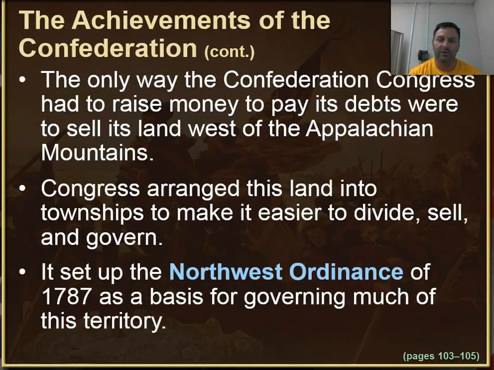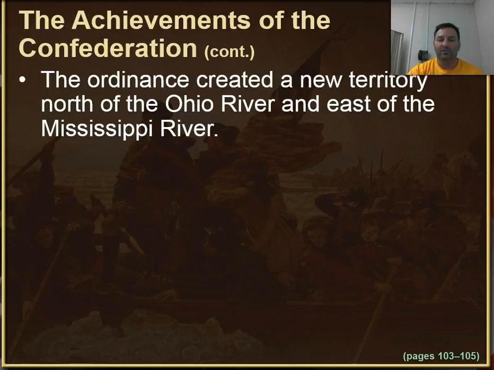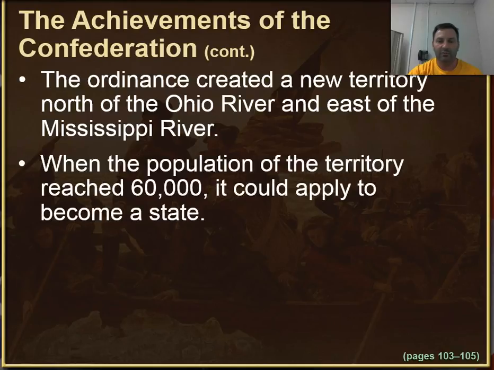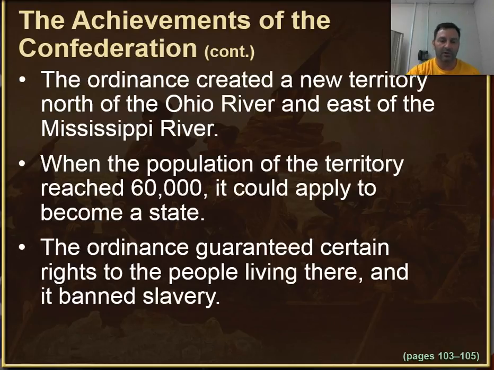So it set up the Northwest Ordinance of 1787 as a basis for governing much of this territory. The ordinance created new territory north of the Ohio River and east of the Mississippi River. When the population of the territory reached 60,000, they could then apply for statehood. The ordinance guaranteed certain rights to the people living there, and it banned slavery.